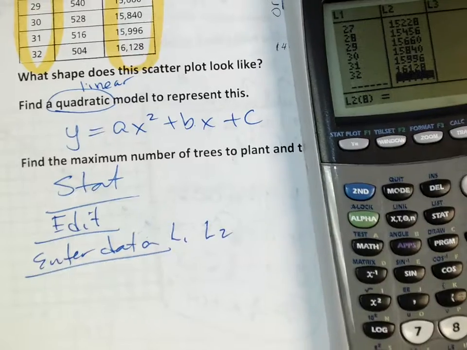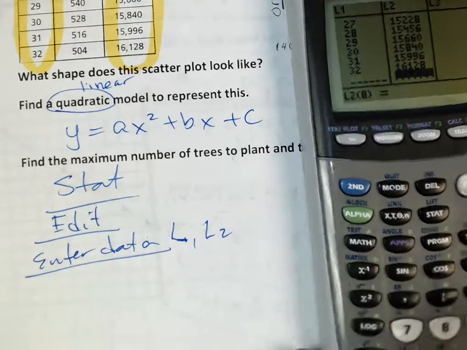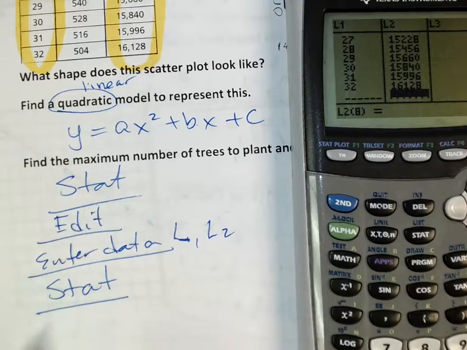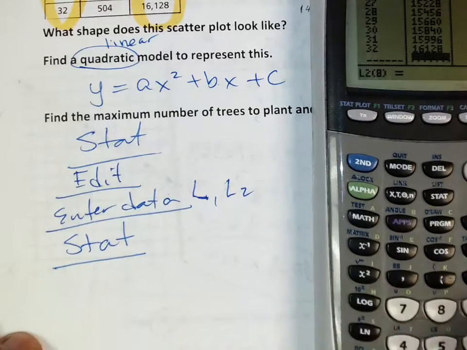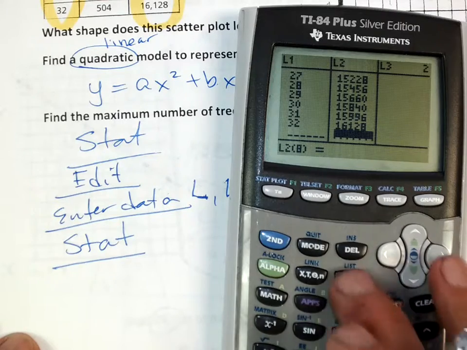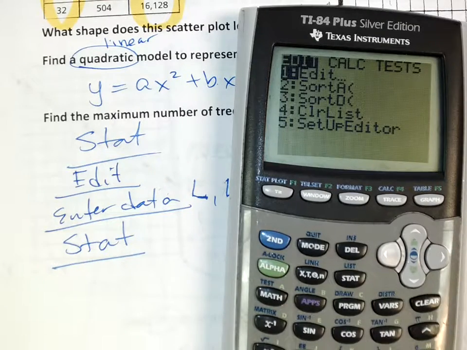Enter data. List 1, list 2, right? Okay, once you get all the numbers in, you guys there? Push stat again. So you got all your numbers in, right? Now when you go to stat, you've got some options: edit, calculate, test. Well, let's calculate. Let's calculate an answer. We want to get an answer. So we're going to shift it over to calculate.